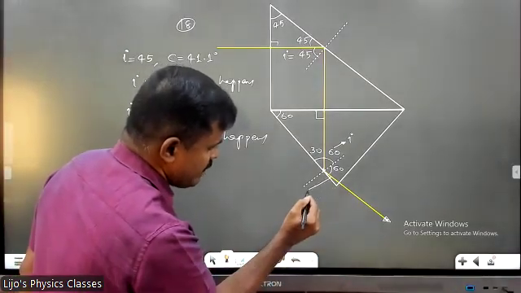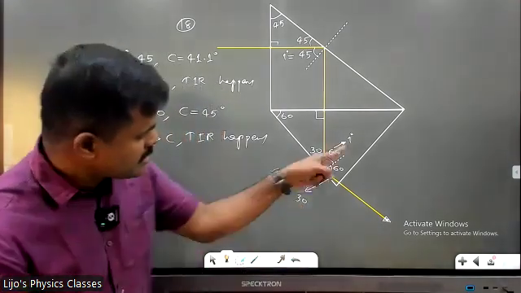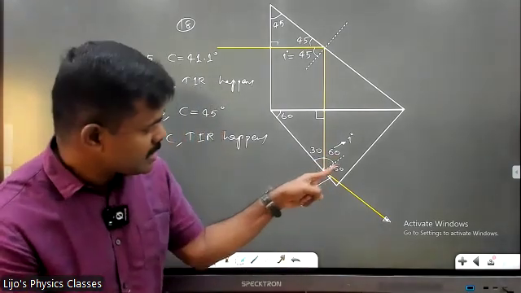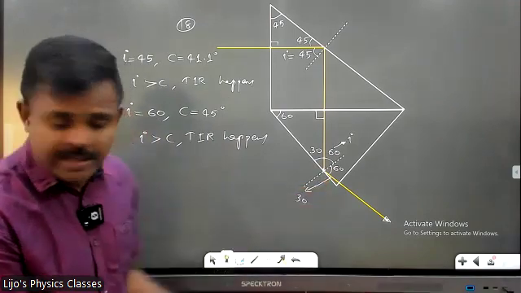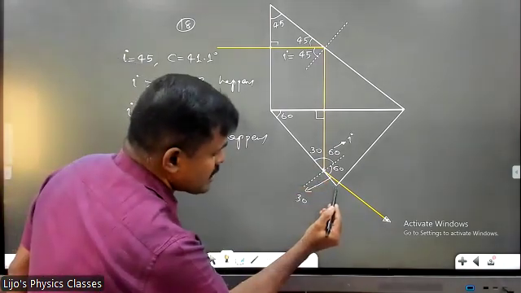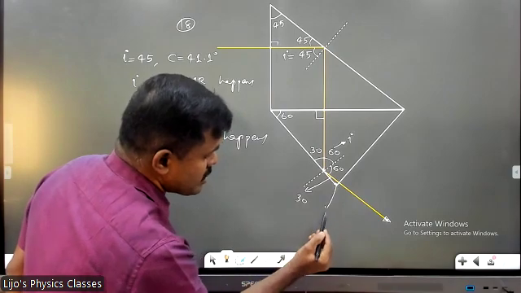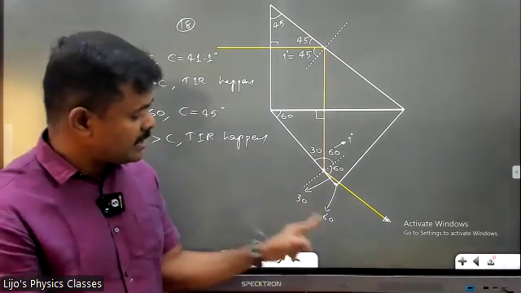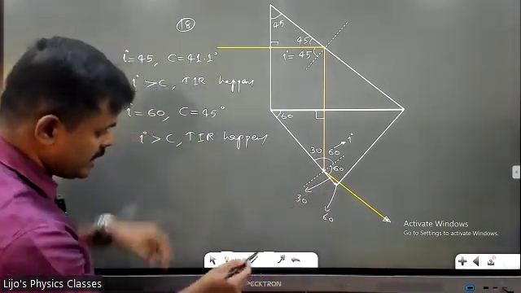This angle will be 30, right? Because this is 90 now. One is 60, the next must be 30, right? If that is 30, this is already 60 degrees. 30 plus 60, 90. Then the third angle must be 90, right?